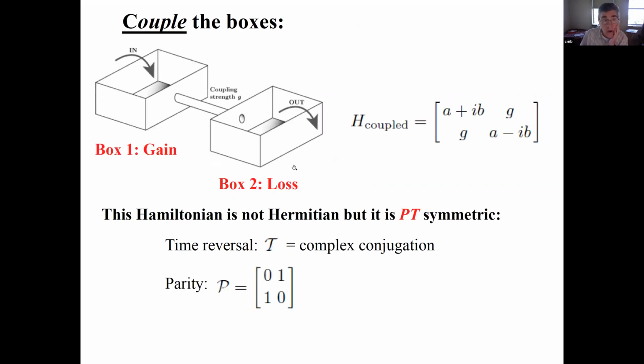But we could now couple these two boxes with a coupling strength G, and now the Hamiltonian becomes this 2-by-2 Hamiltonian. So here's the box with gain, the box with loss, but they're coupled. Now it's possible for stuff to flow into this box and then flow forward into this box. What we see is that the Hamiltonian is not Hermitian, but it is PT-symmetric, and you can go home and check it. This Hamiltonian is invariant under combined time reversal, which is complex conjugation, and parity. Under parity, we simply exchange the two boxes. So parity is this 2-by-2 matrix, the parity operator.